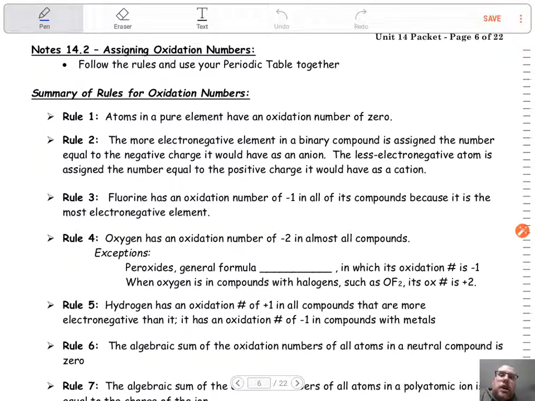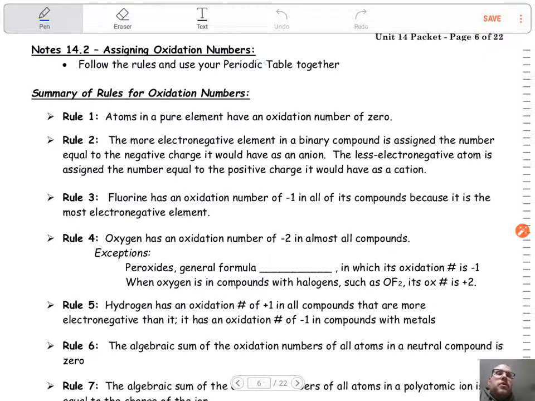Now, the rules are here listed out for you. I'm going to explain them, and then we're going to do a couple practice problems together. But you've really got to practice this on your own. So don't skimp and only do a couple practice problems because, again, without being able to assign oxidation numbers, you won't be able to identify the rest of what we're going to be doing.